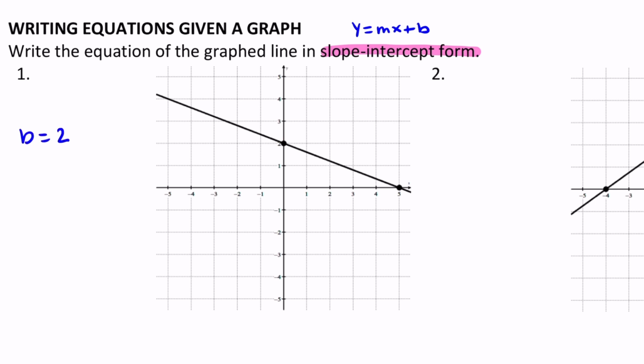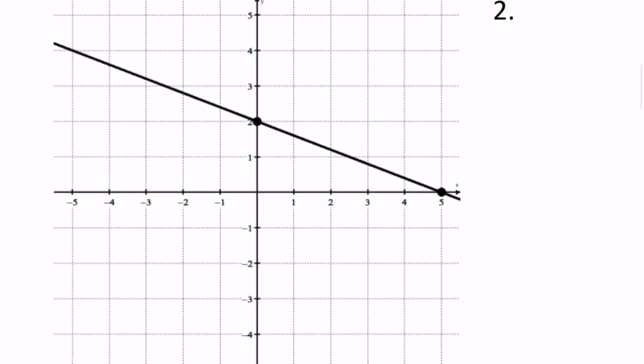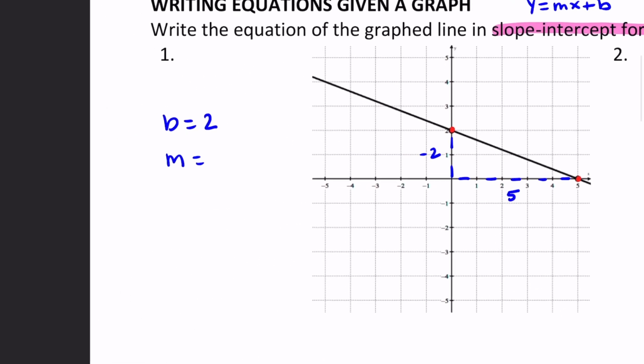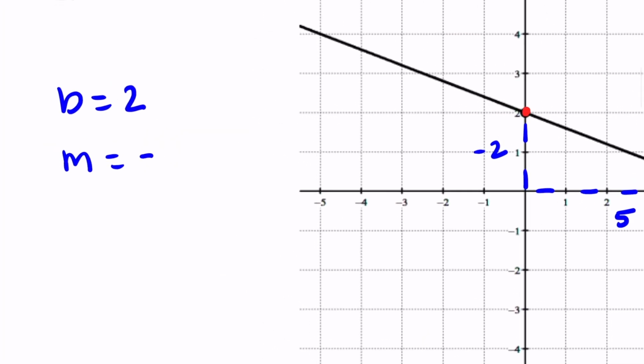Now that I found what b is, let's figure out what the slope is. The slope is essentially our rise over the run. Looking at our graph, I'm going to look at 2 points. Here's my first point. Here's my second point. It seems like I need to go down 2, so that's represented as -2. Then I'm going to run 5: 1, 2, 3, 4, 5. So what's our slope? Again, it's rise over run. Our slope is going to be -2 over 5.